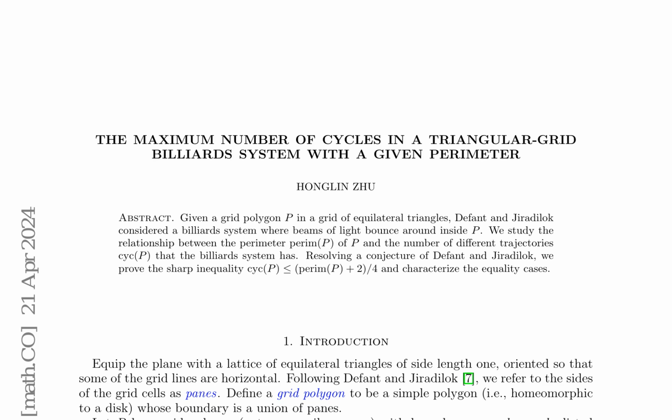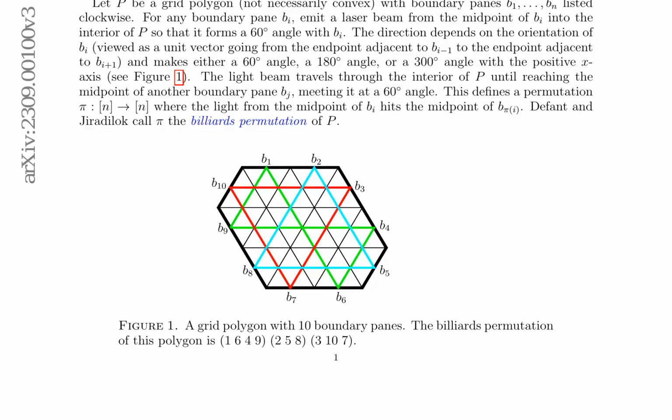The direction of the beam depends on the orientation of the side, making either a 60-degree, 180-degree, or 300-degree angle with the positive x-axis. The light travels through the interior until it reaches the midpoint of another boundary pane, defining a permutation of the grid cells. This permutation, called the billiards permutation, is crucial for understanding the number of trajectories.